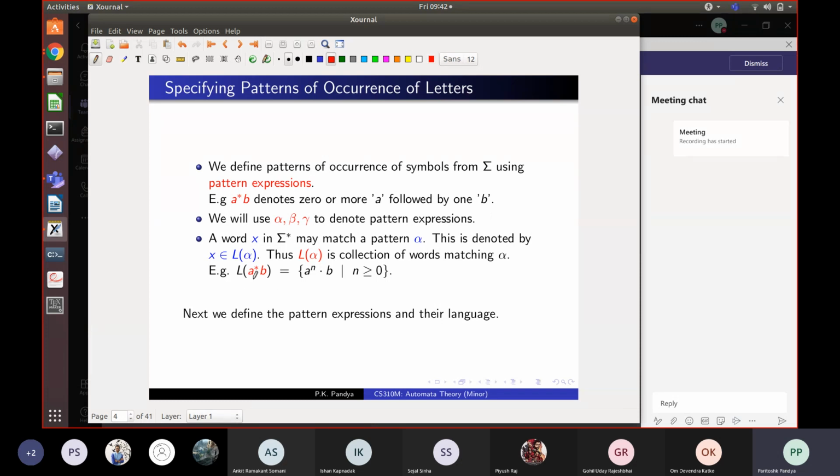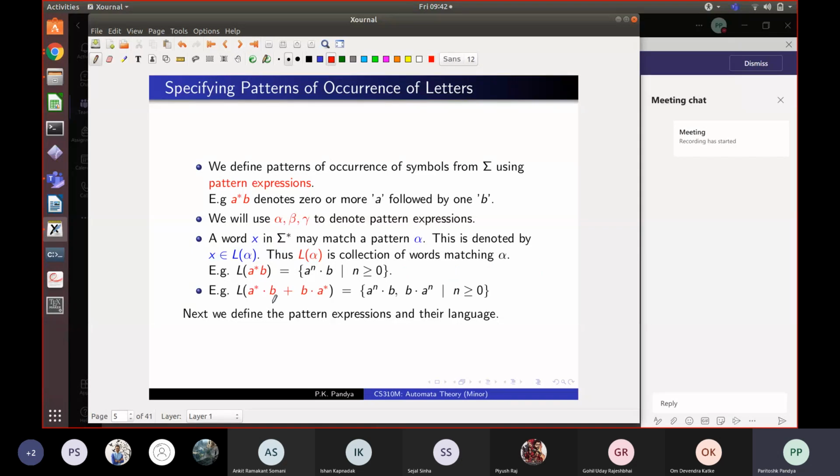For example, what is the language of A star B? It is the collection of words of the form A to the power n followed by B. A to the power n is n occurrences of A, where n is greater than or equal to 0. And as we said, this will contain B, it will contain AB, it will contain AAB, etc. This is the set that you will get. So the language of a pattern like this is clear to you, all the words which match it, right?